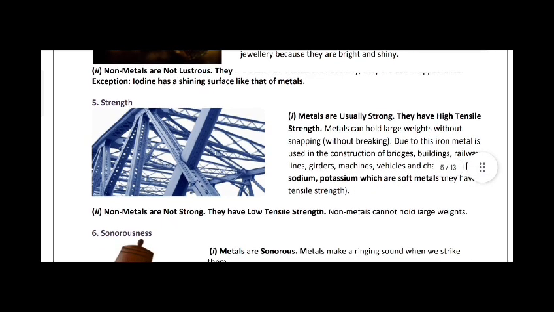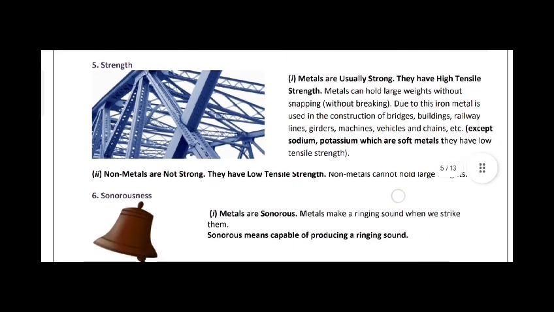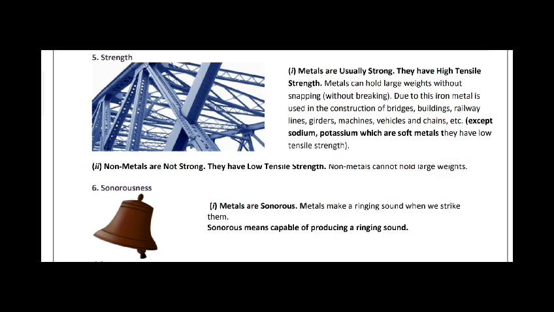Next is strength. If we compare the strength of metals and non-metals, metals have high tensile strength. But some exceptional cases are there. Sodium, potassium, they are also metals, but they are very soft. They have low tensile strength. On the other hand, non-metals are not strong. They have low tensile strength.